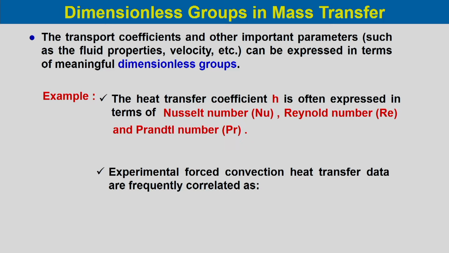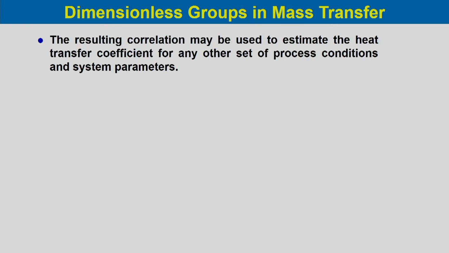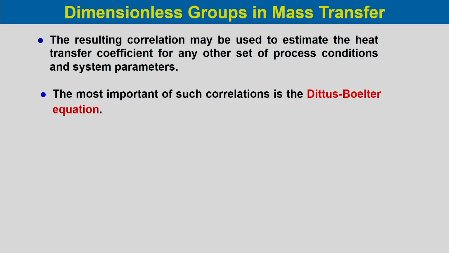Experimental forced convection heat transfer data are frequently correlated as Nusselt number being a function of Reynolds number and Prandtl number. This is a very well known equation. The resulting correlation may be used to estimate the heat transfer coefficient for any other set of process conditions and system parameters. The most important equation which relates the Nusselt number with the Reynolds number and Prandtl number is the Dittus-Boelter equation.